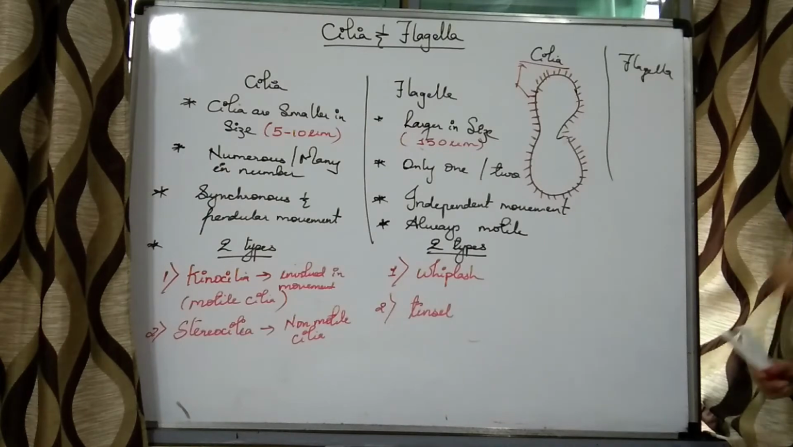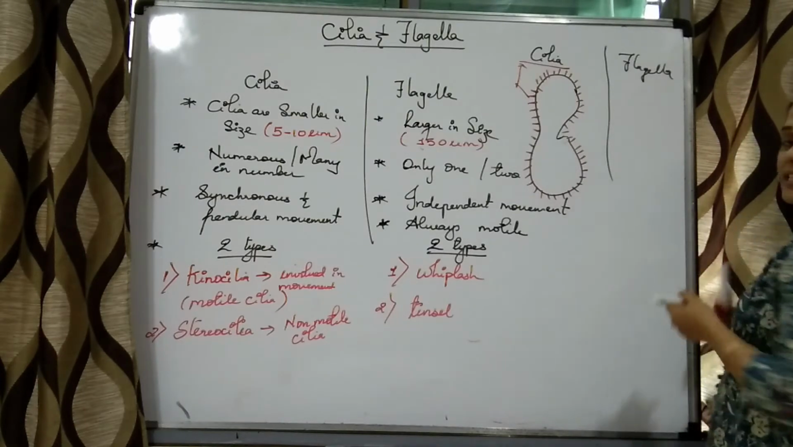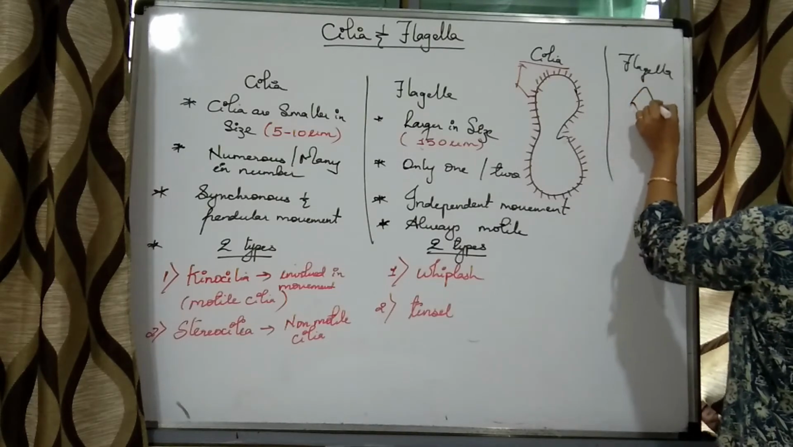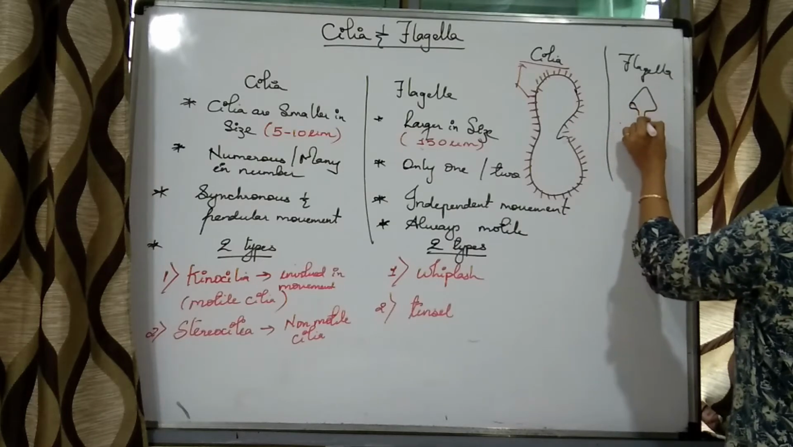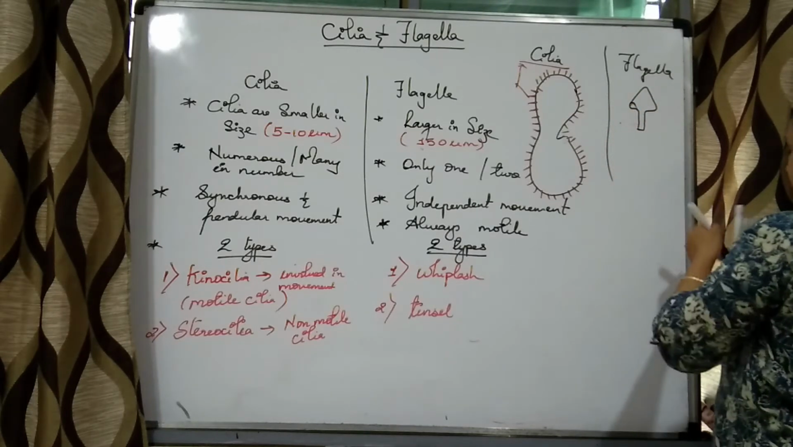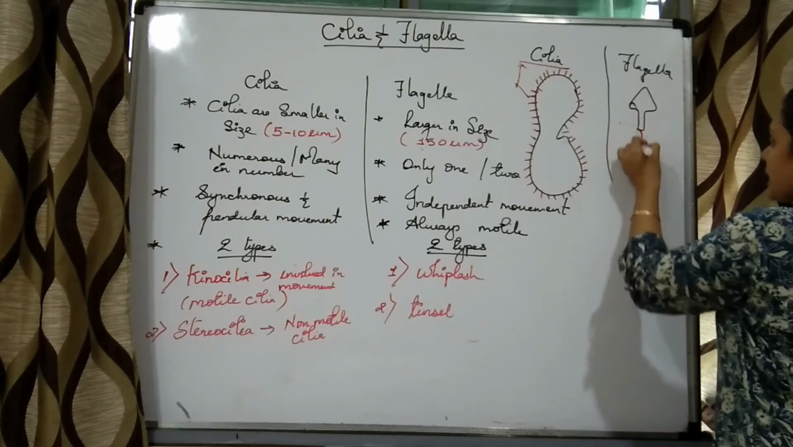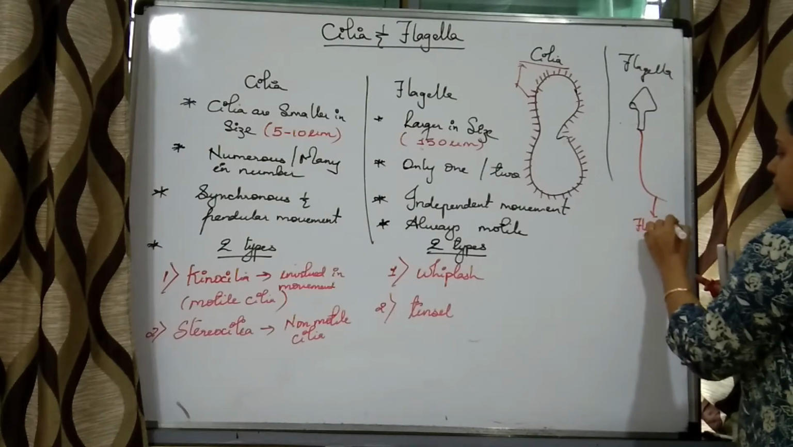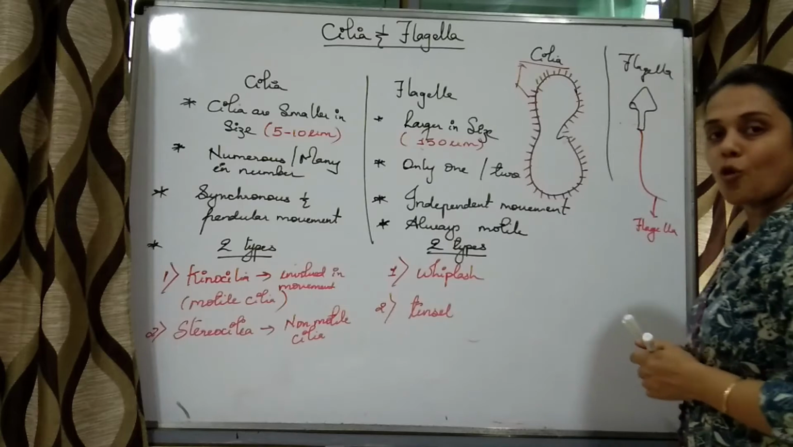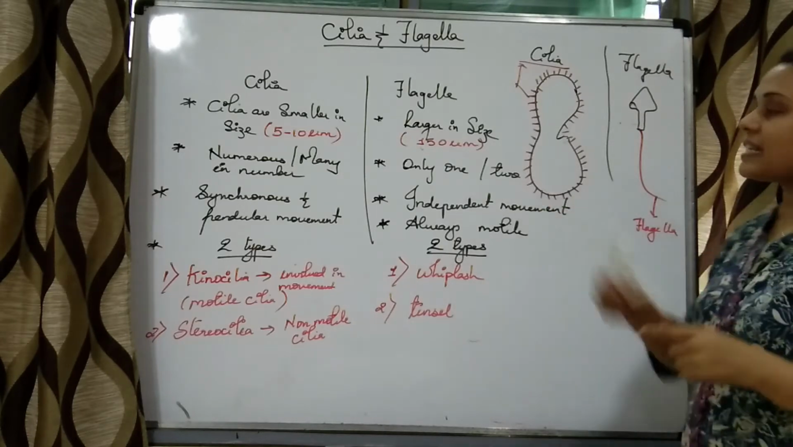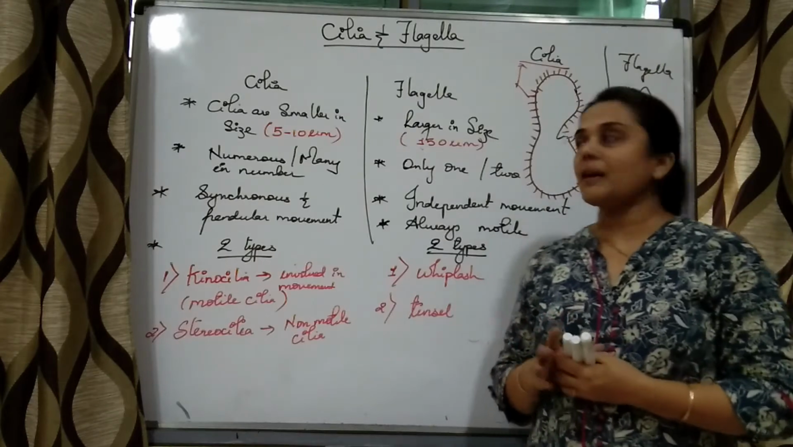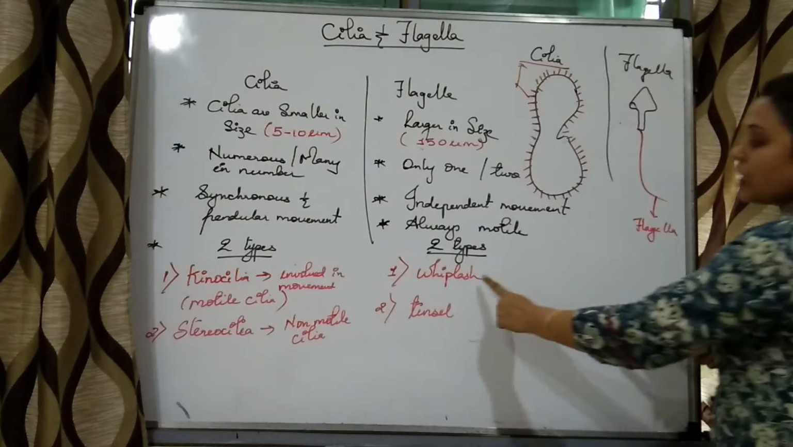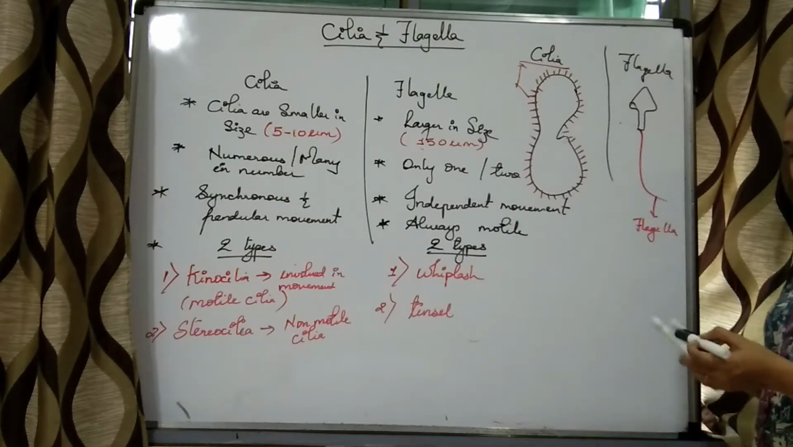Whereas flagella will be single, for example in the case of sperms. In sperms, there is a head piece, a neck piece, a middle piece, and then a tail-like structure. So this is flagella. Flagella is always single, whereas cilia are numerous and present all over the body. Now, there are two types of flagella, whiplash type and tinsel type.